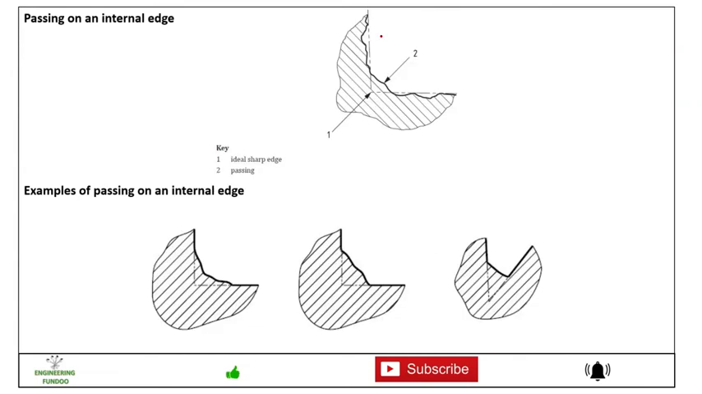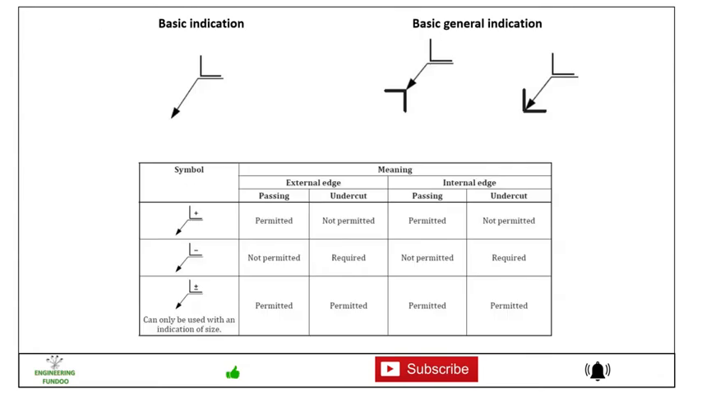Then passing on internal edges is, here you can see this is the internal edge, and this is extra material over and above the sharp corner. So this is the passing on internal edges, and these are the examples of passing on internal edges. You can say this is the extra material compared to the sharp corner. So these all are passings on internal edges.